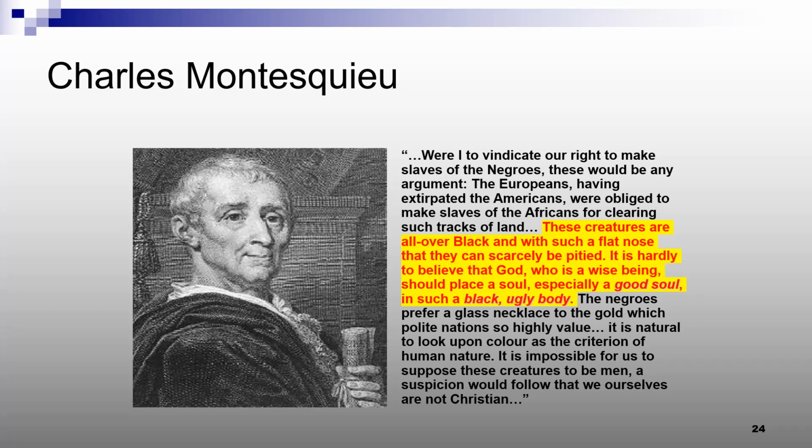So this is what he's identifying, okay? "All over black with such a flat nose that they can scarcely be pitied," which means they all look alike. We can't tell the difference between them. "It is hardly to be believed that God, who is a wise being, should place a soul, especially a good soul, in such a black, ugly body." This is what Charles Montesquieu said.